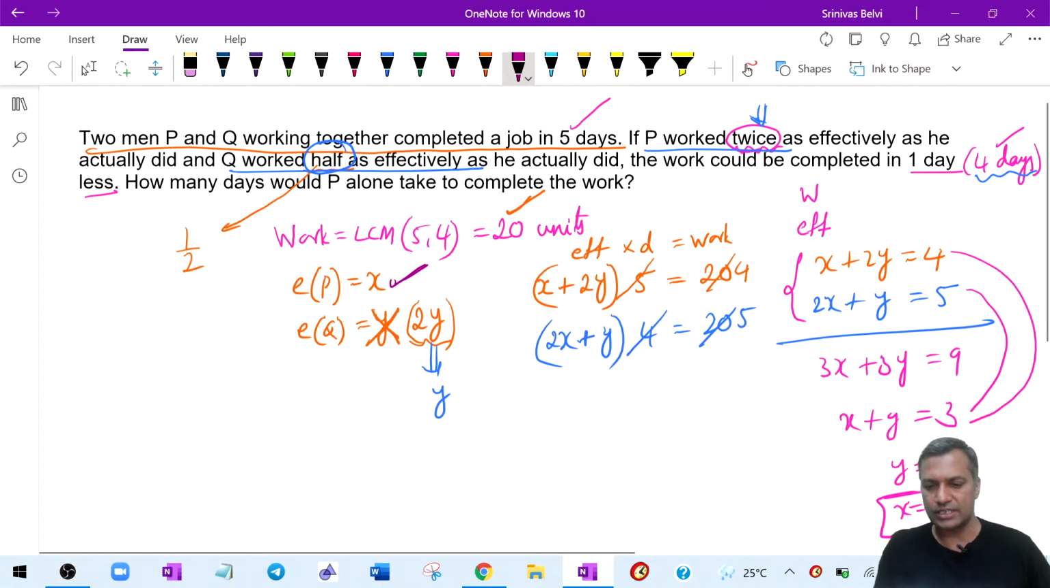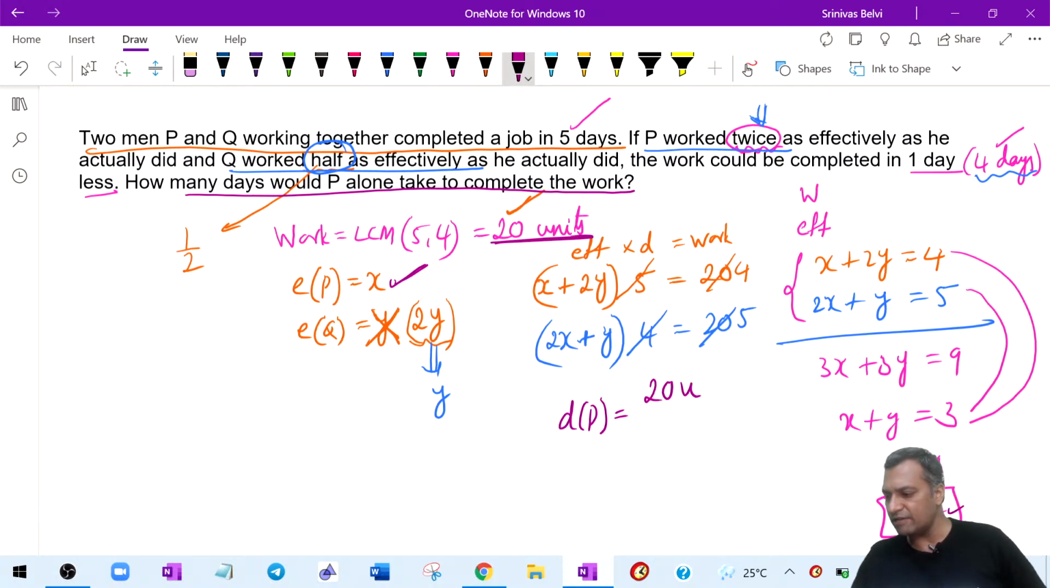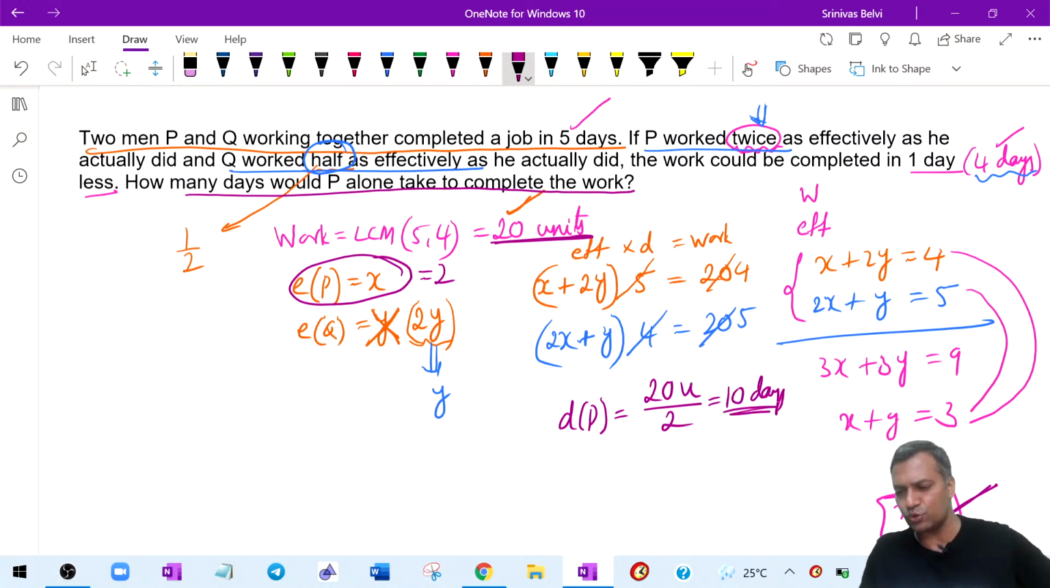The question is, how many days would P alone take to complete this work? The number of days taken by P to complete this work: P has to do 20 units, because that's what we said is the work. What is the efficiency of P? X is the efficiency of P, which is equal to 2. Therefore, 20 divided by 2 is equal to 10 days. He required 10 days to do this work.